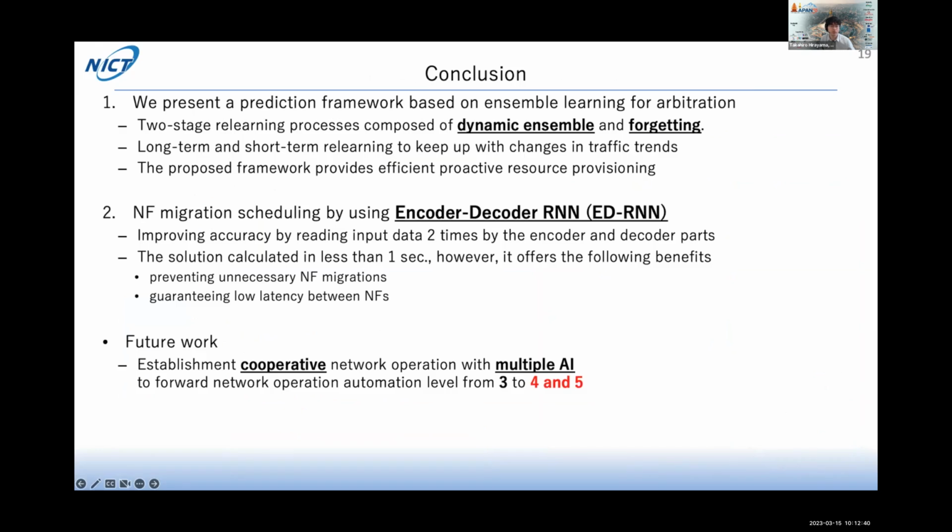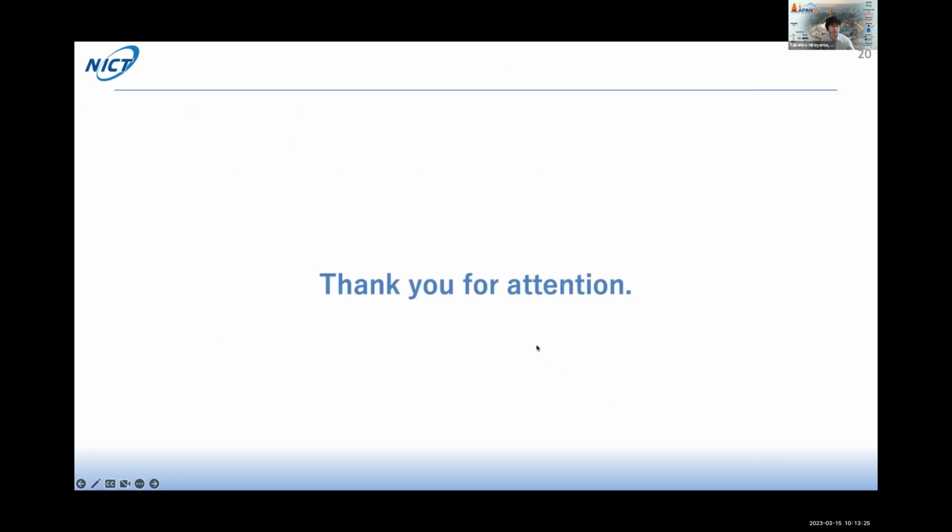Lastly, the conclusion. Today, I introduced some parts of our recent work. First, I introduced the demand prediction framework based on ensemble learning, including relearning technique. Second, I introduced the network function migration scheduling technique based on encoder-decoder recurrent neural network. In future, we will improve our autonomic resource management framework, which aims to forward network operation automation to a higher level, from 3 to 4 and more. We consider one of the solutions to adapt to complex use cases is cooperation of multiple AI created by multiple carriers or vendors. That's all for my presentation.